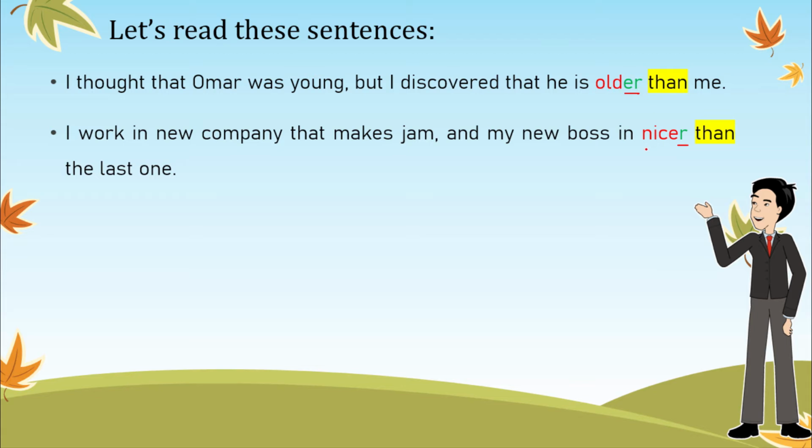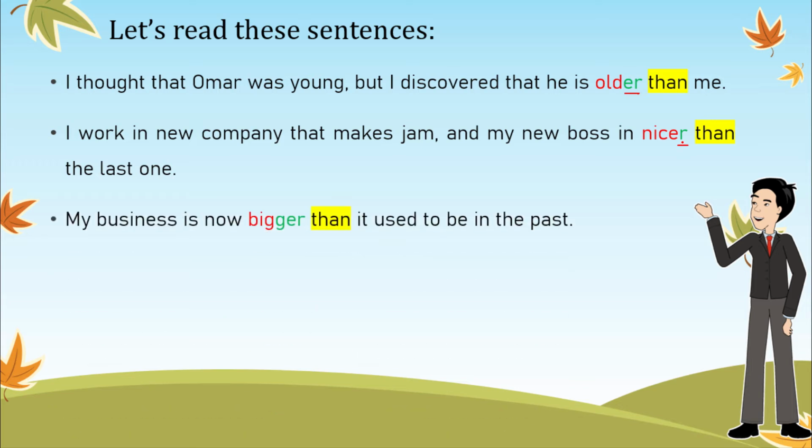Older, nicer. Here we add ER, and here we add just R because we have an E. So if we have E at the end of the adjective, we just add an R. Next, my business is bigger than it used to be in the past.